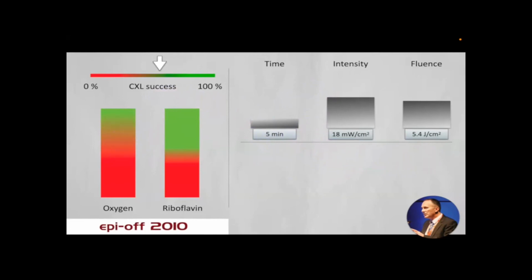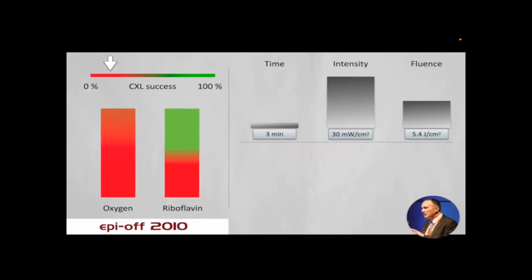And finally, industry made a mistake here more than 10 years ago. If you go very fast, 3 minutes at 30 milliwatts, well then you don't have any cross-linking success because there simply is no oxygen left anymore in the cornea. The process is too fast.